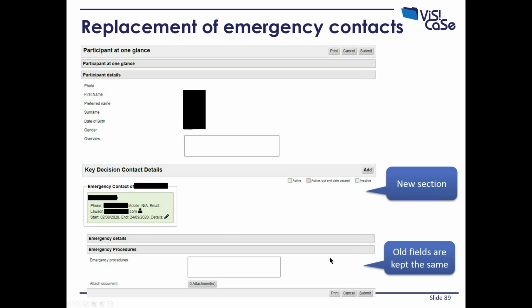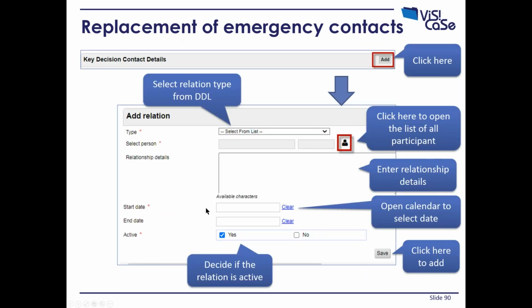Now we have kept these 2 sections as they are from the older version. So once you click on the add option, you will see this section to add the relation between the participant. You will have different types available for you to select.